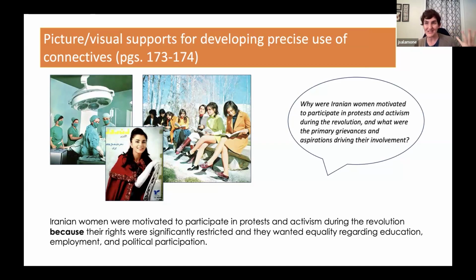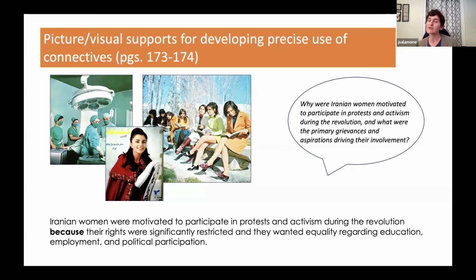Just like Marjane's mother was, right? And what were the primary grievances and aspirations? Like, what did they hope to get, right? Well, they were motivated to participate because their rights were significantly restricted. We can see in those pictures what life was like before. It was really different. Women were in college, they were doctors, they were able to dress how they wanted. So it was very different.